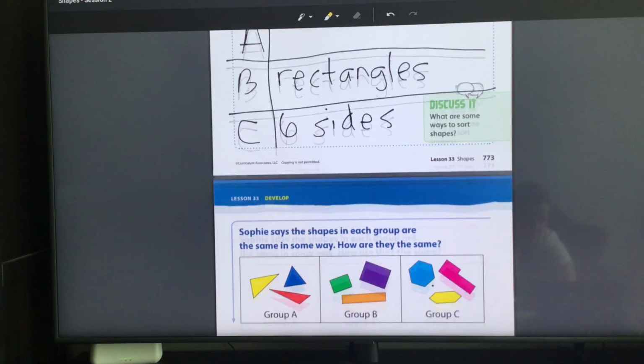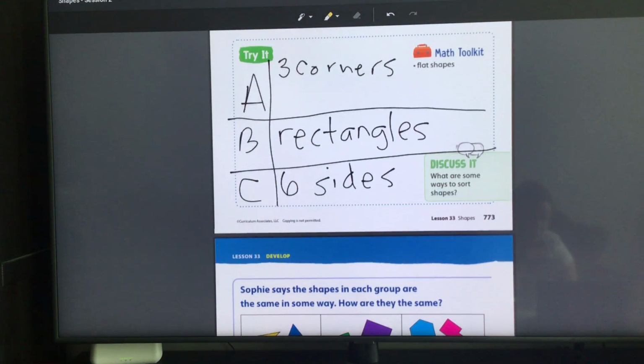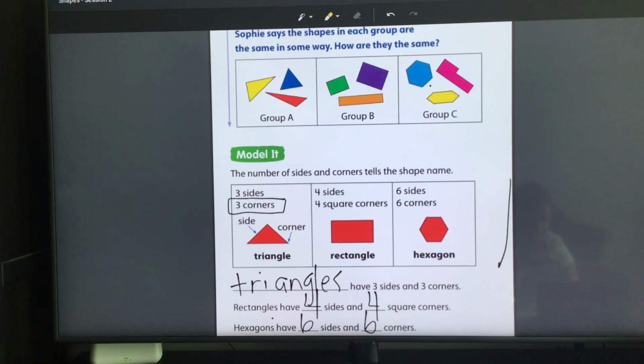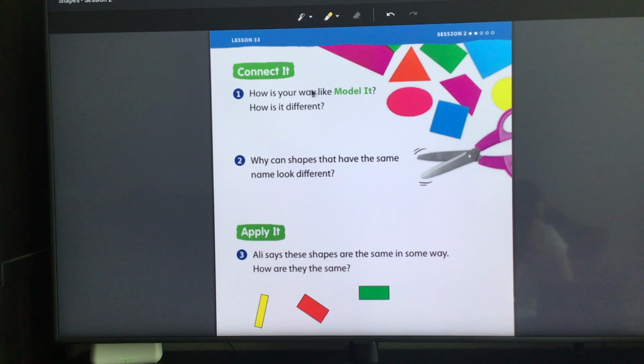Group B, we put that they were rectangles. We were correct that they are rectangles. What's different is that they also put that they have 4 sides and 4 square corners. And then for our group C, we put that it has 6 sides. For the model it group C, they also put that it has 6 sides, but they added that it has 6 corners and that those are hexagons. So that just explained how our way was like the model it and how it was different.